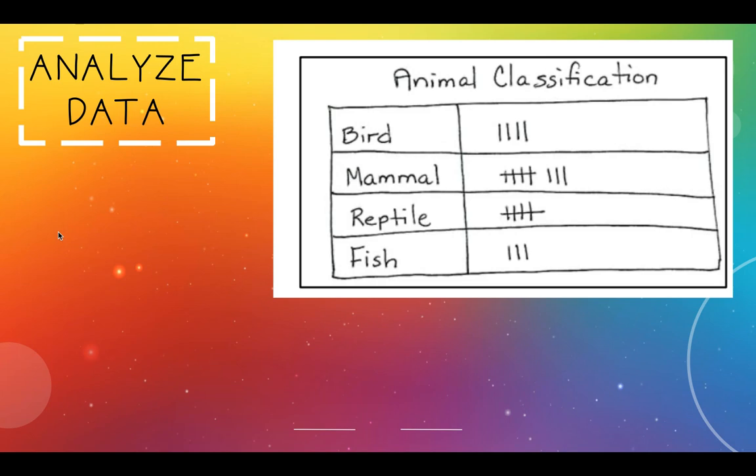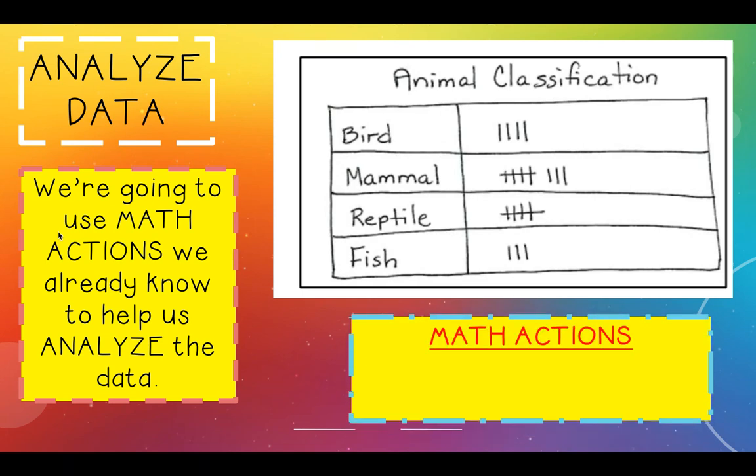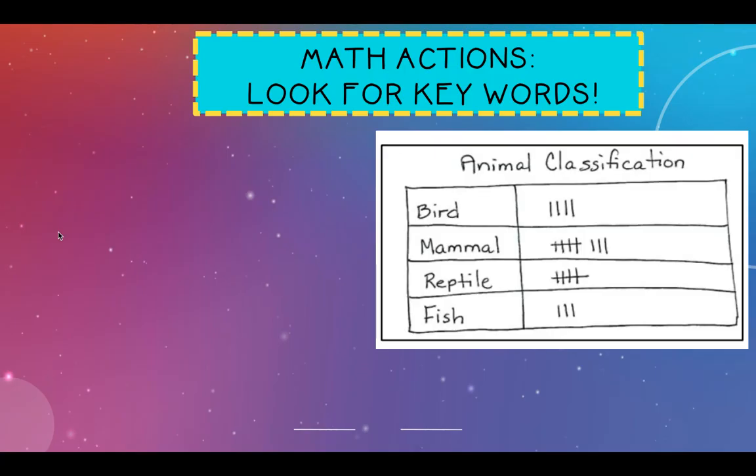Let's analyze the data. We're going to use math actions we already know to help us analyze the data. The math actions we're going to use are put together and compare. I'm going to show you what that means. With math actions, you need to look for keywords. You're going to be given a ton of questions, and you have to use the data and math actions and equations to help you solve the questions.